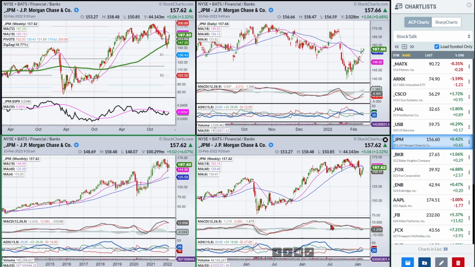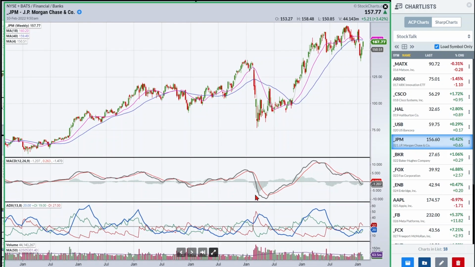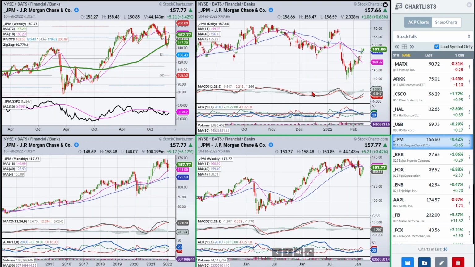I just don't see this getting back up through this 18-week and 40-week right away, on the first try. I could see this consolidating probably between 150, 155, 160, something like that. Just kind of channeling sideways a little bit. But the overall longer-term pattern, I think, is still in pretty good shape.